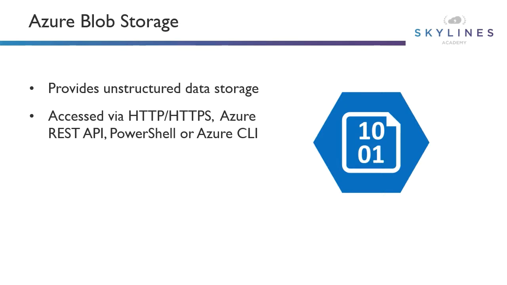However, instead of using SMB or CIFS, Blob storage is accessed using HTTP and HTTPS, though it is typically recommended to only allow traffic on HTTPS. It can also be accessed using the REST API, which provides us the ability to work in Azure Blob Storage via PowerShell or Azure CLI.